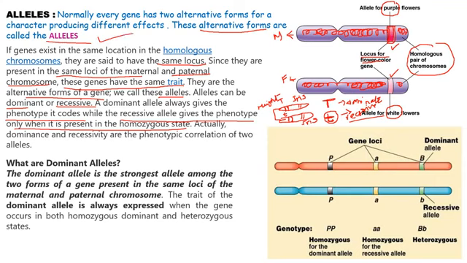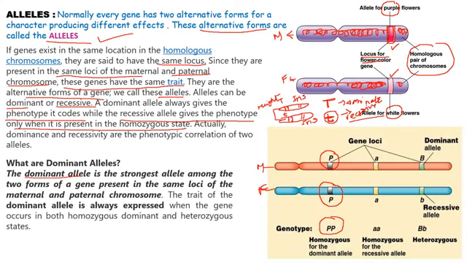Now coming to the dominant alleles. If you see this, these are the two homologous chromosomes. One is coming from the mother, the other from the father. You can see here capital P and capital P. These are the alleles, located at one particular place, the gene location. This capital P means it is responsible for a dominant character.